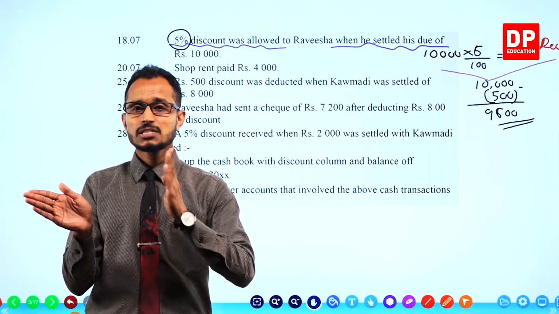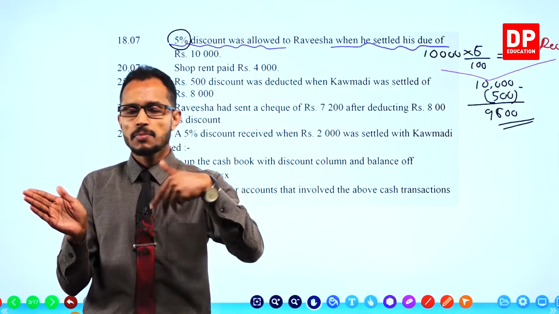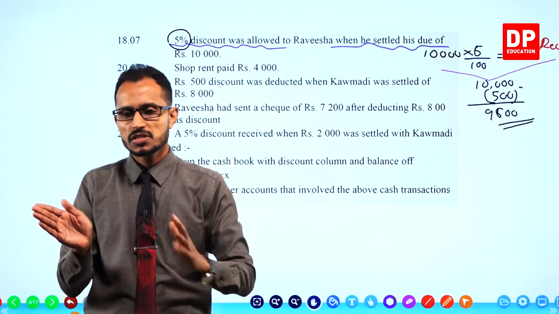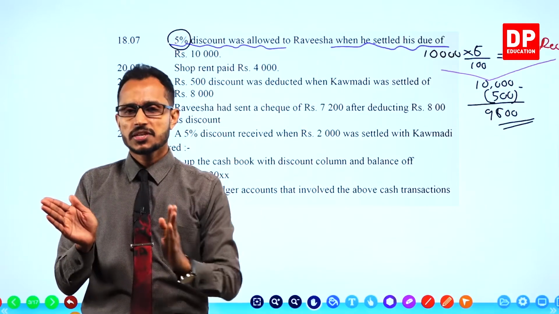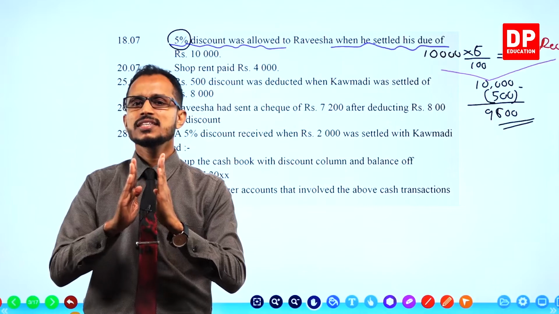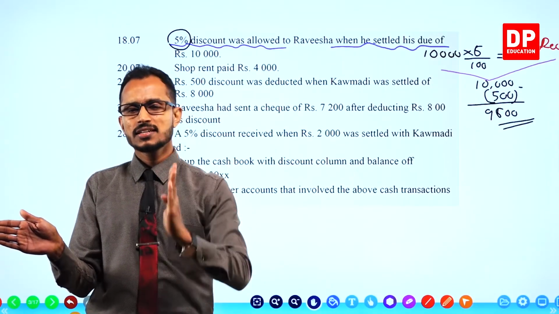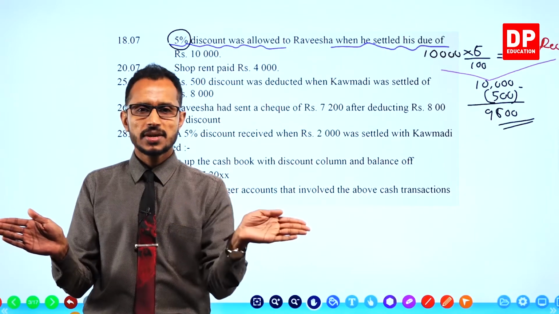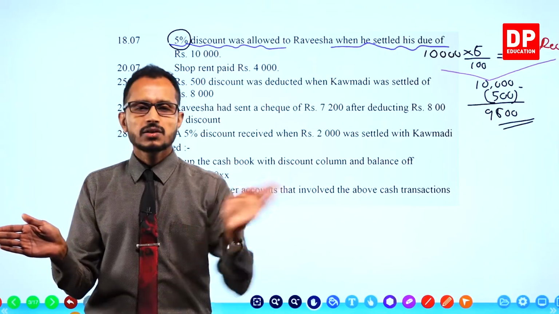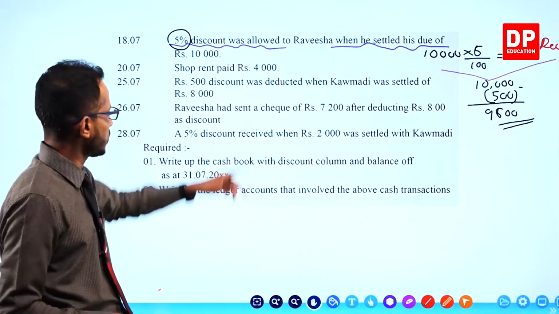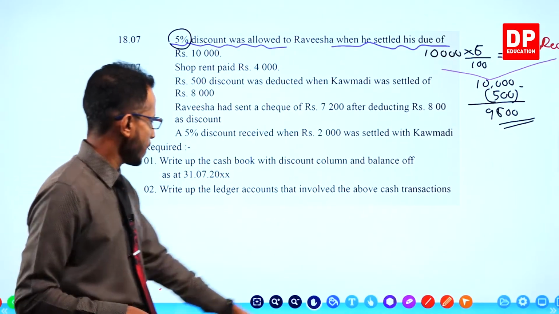Rent is an expense. Expenses increase as we pay more and more for expenses. Expenses of the business are increasing. So cash decreasing, cash book credit. Expenses increasing, expense account debit. Cash book credit, rent account debit. That is the double entry of this, right?